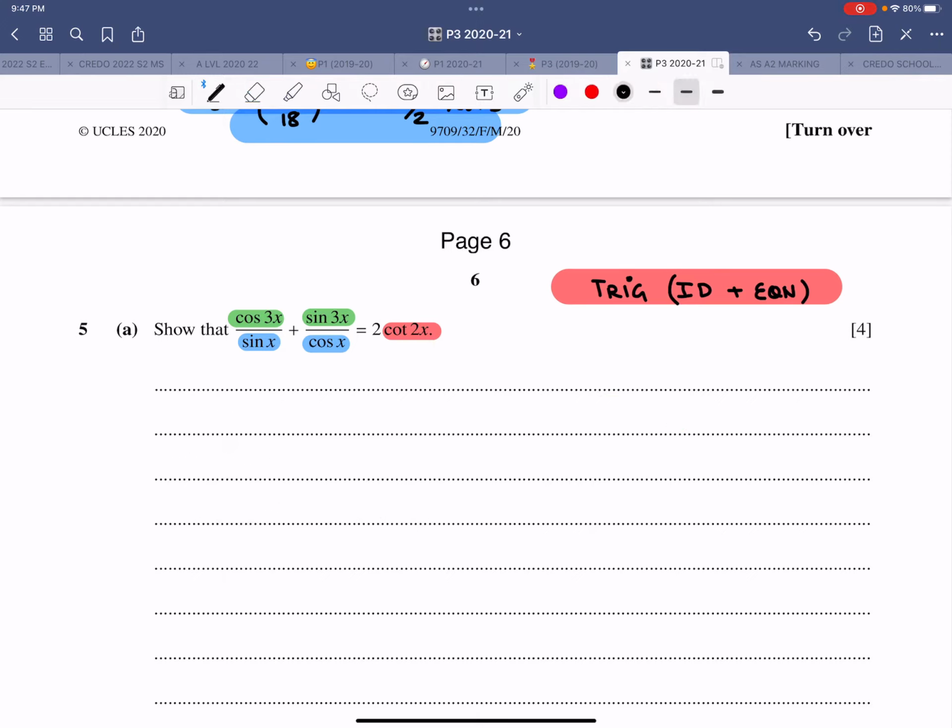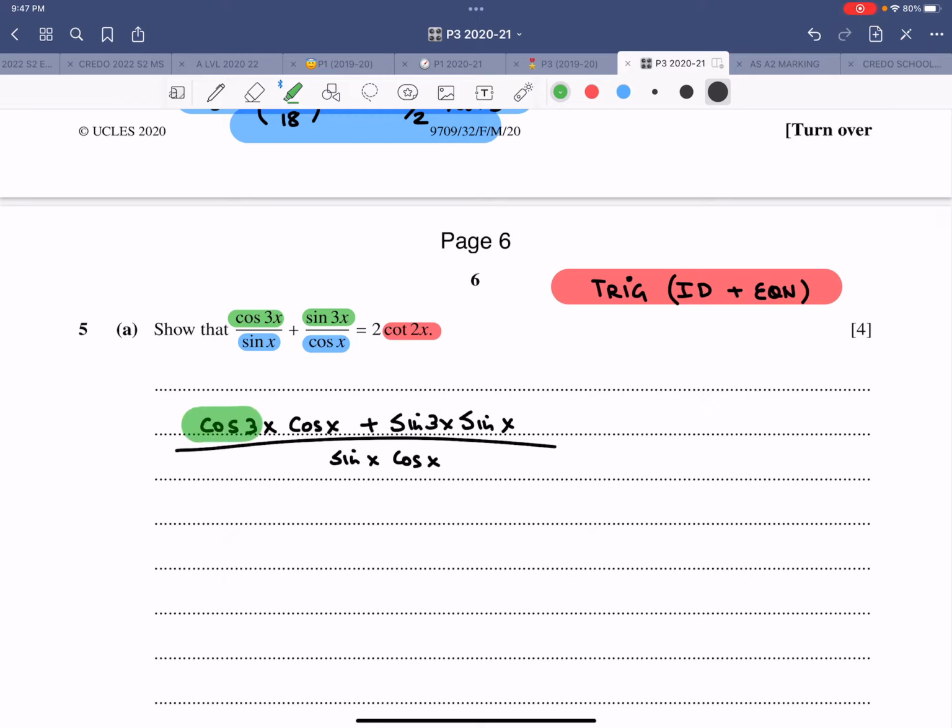Let me first take LCM. Otherwise, it would become too long. If I take LCM, it would become shorter. Cosine 3x cosine x, and this is sine 3x sine x, and this is sine x cosine x. Now think for a second. This is cosine 3x, this is sine 3x, and this is sine x and cosine x. Cosine x, sine x. Isn't this an expanded form of something?